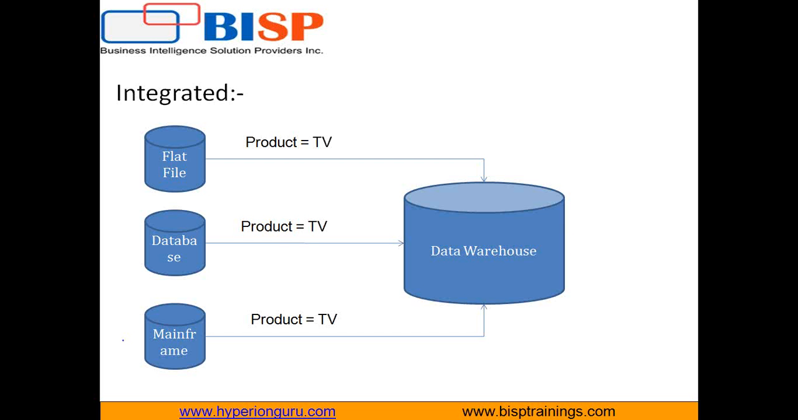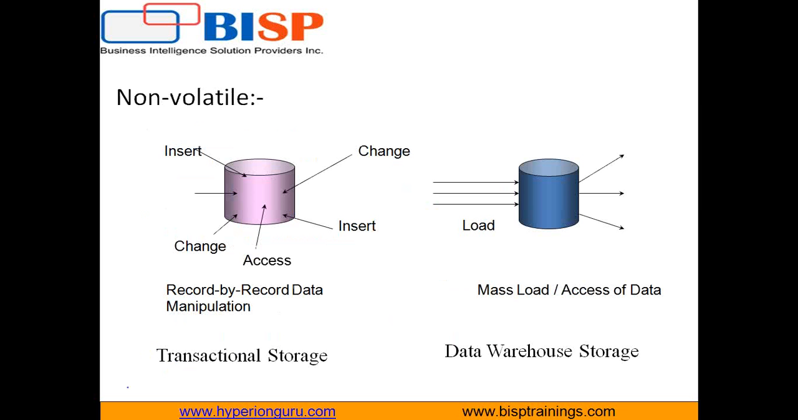Now, non-volatile. Why is it called non-volatile? When we have a transactional system, the records are getting inserted or updated on a regular basis. If you have a specific product and the product price changes, then you will update or delete that particular record from your transactional system. But when it comes to the data warehouse, the records will never get deleted. Once the data comes into the data warehouse, the status may change, but it will be kept in the data warehouse. There is no process of deleting the data in the data warehouse.